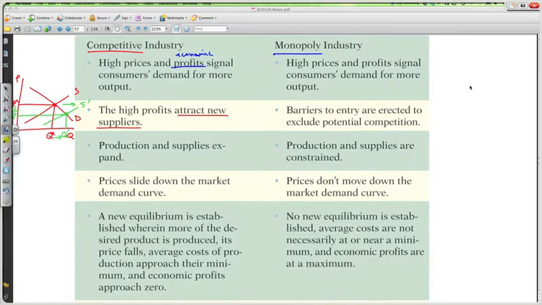But for the monopoly, if they see profits, say if they had an average total cost curve down here, remember, go to marginal cost equals marginal revenue. At this point here, come down, get the monopoly quantity, come up to the demand curve, then come over for price.